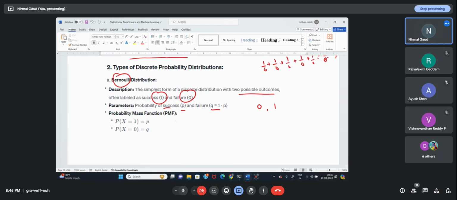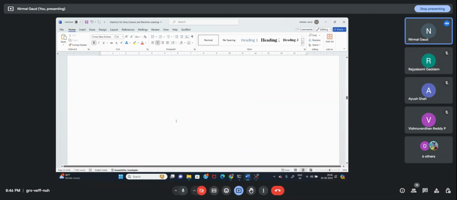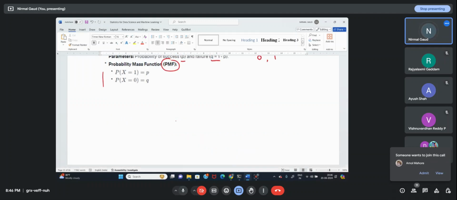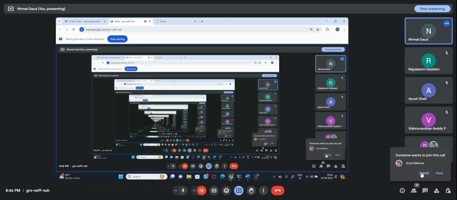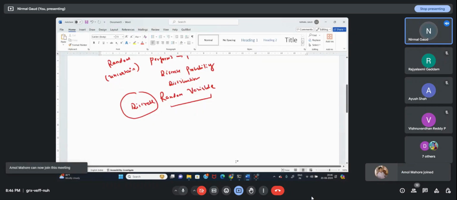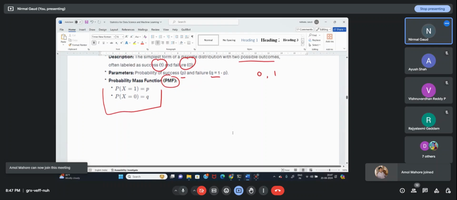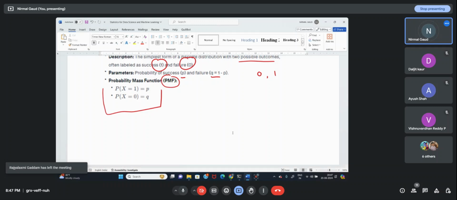The function which defines the Bernoulli distribution is given as P(X = 1) = p, where X is a random variable, 1 is the value which the random variable got, and p is the probability. And if X = 0, then q is the probability. This is the probability mass function, remember, PMF.